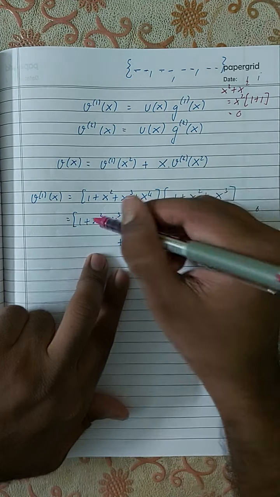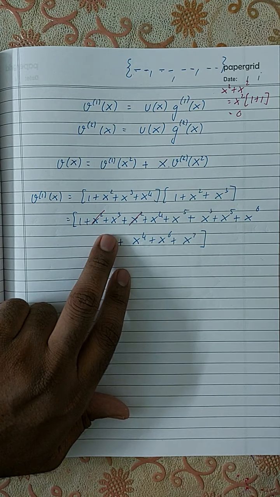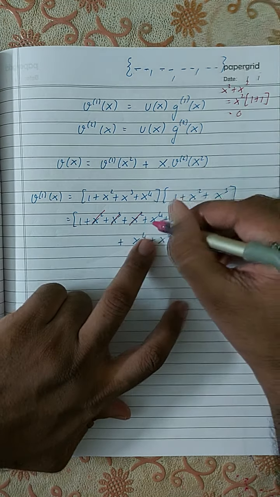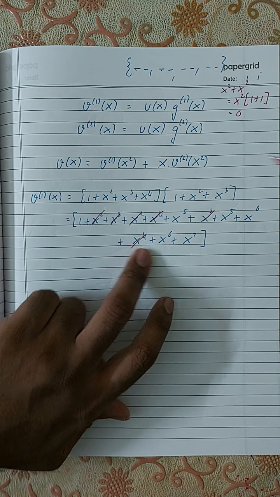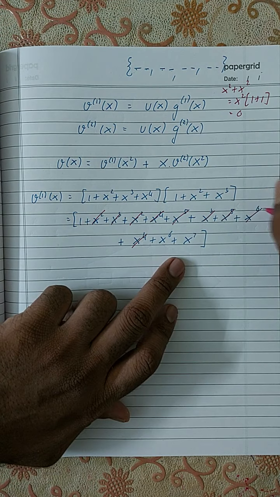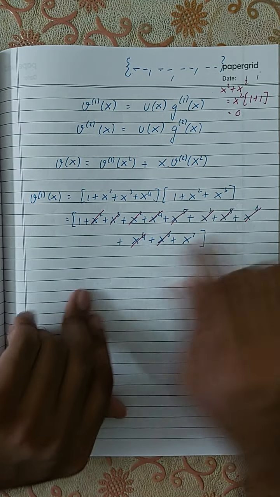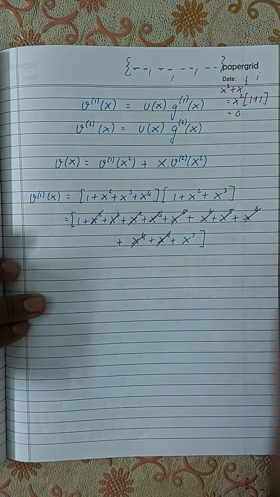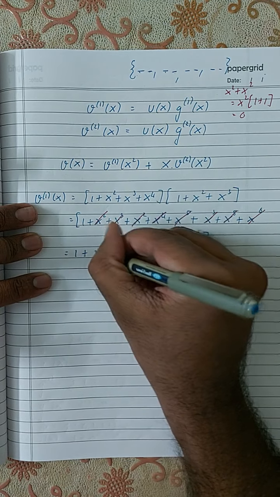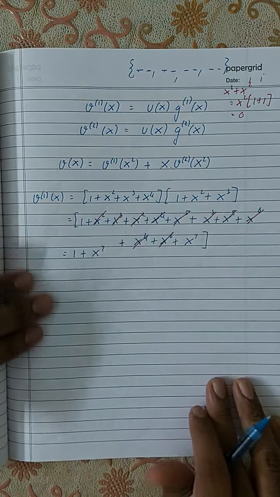So here x square and x square cancel. Is there anywhere else? Yes, x cube and x cube will cancel each other. X raised to 4 and x raised to 4 will cancel each other. X raised to 5 and x raised to 5 will cancel each other. X raised to 6 and x raised to 6 will cancel each other. Therefore, there's no other same value, right? So the answer is 1 plus x raised to 7.